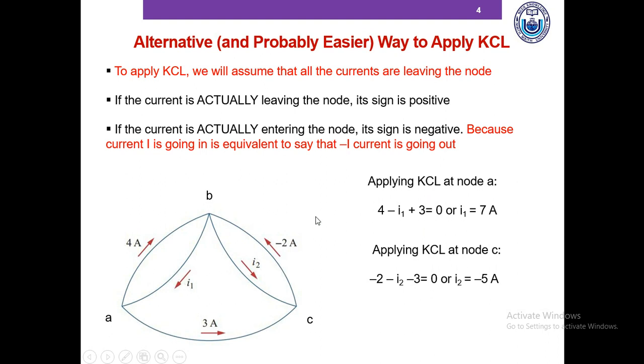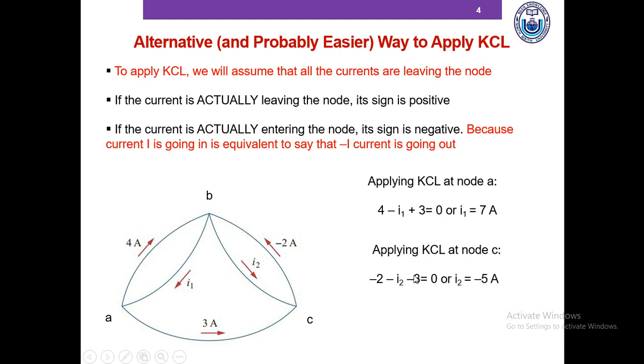So I think you now understood what I meant, that we're assuming here that all currents are leaving the node, and if the current is actually leaving, we give a plus sign in front of the magnitude of the current, and if it's actually entering the node, we give a minus sign in front of the magnitude of the current, because for instance here, I1 going into the node A is actually equivalent to saying minus I1 is going out of node A.